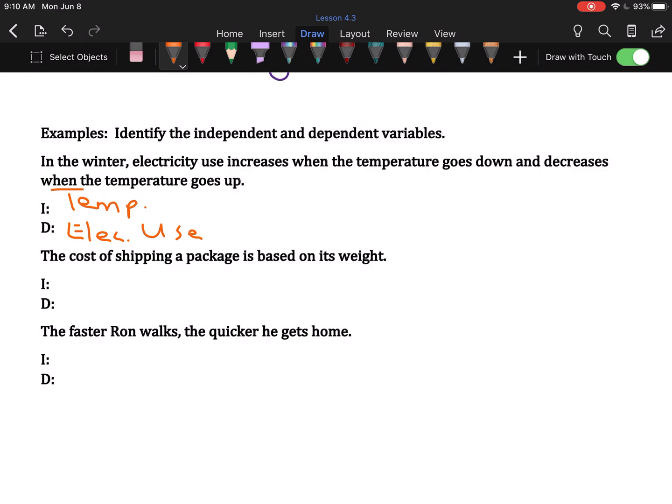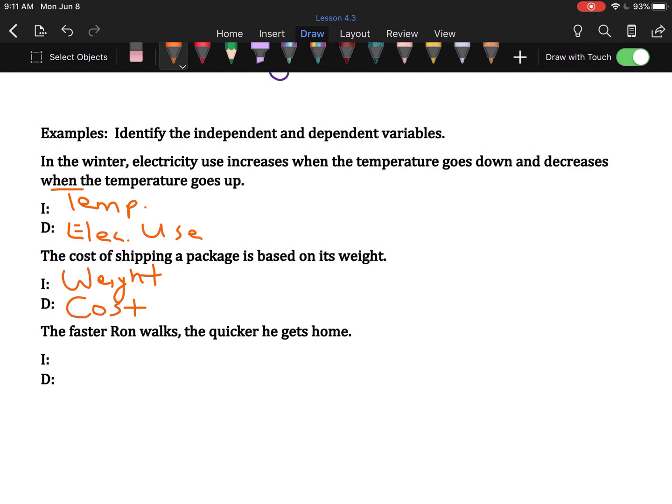The cost of shipping a package is based on its weight. Again, cause-effect. But there is something we can control here. We can't control how much it costs to ship the package. We take our package to the post office, they'll weigh it and say, okay, now give me this much money for us to send it. What we do control is the weight of the package. We can control how many boxes of cookies we're mailing to somebody. Independent here is weight. Dependent is cost.